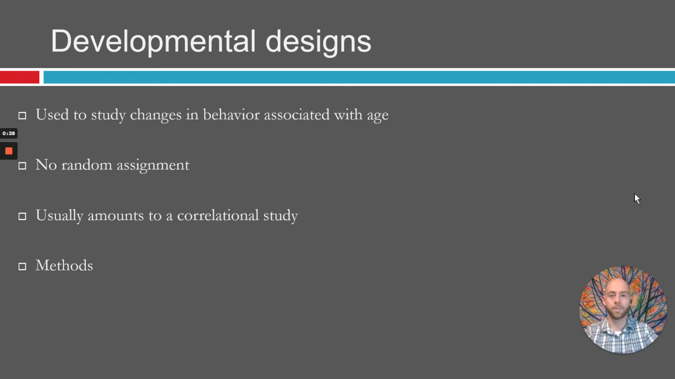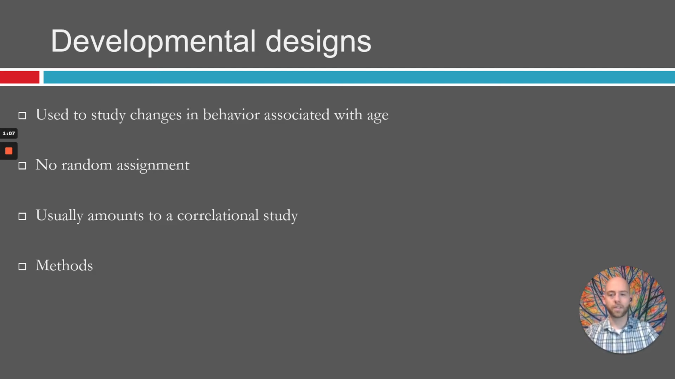a developmental design. Developmental psychologists obviously are looking at how people change in their behavior and thinking and all sorts of things as they age. And you can't manipulate age, obviously. You can't randomly assign someone to a particular age. So you can only study these things through observation. But you can study them as people age or in people of different ages and compare them.